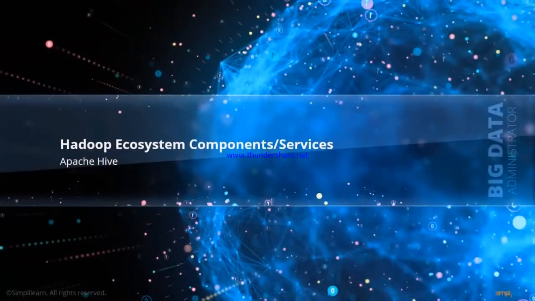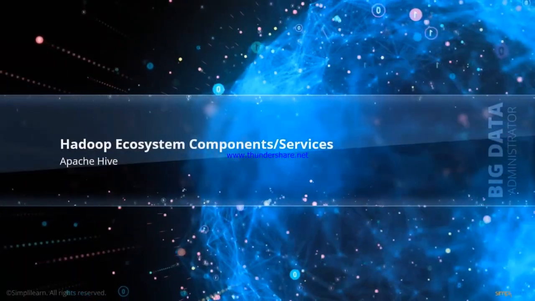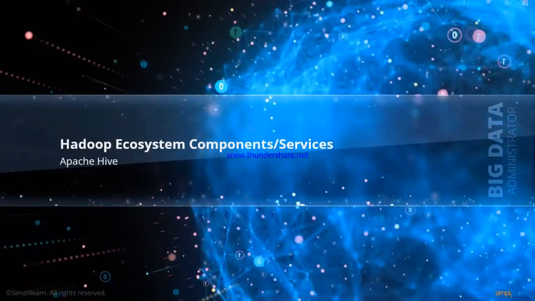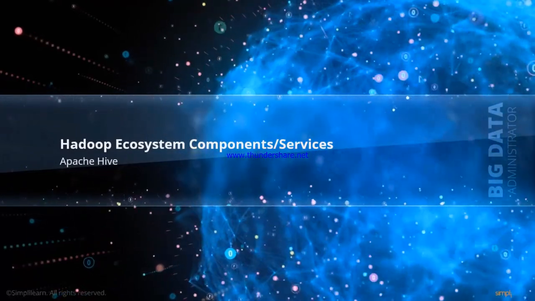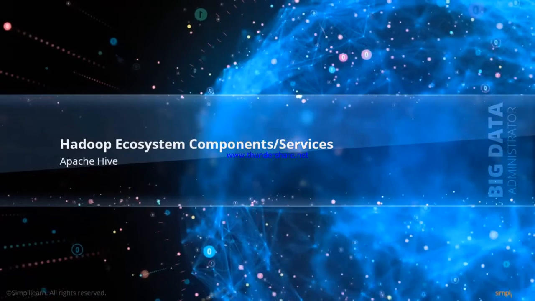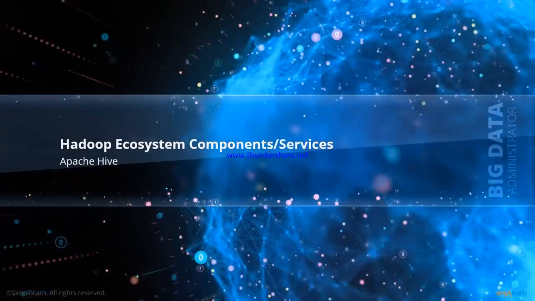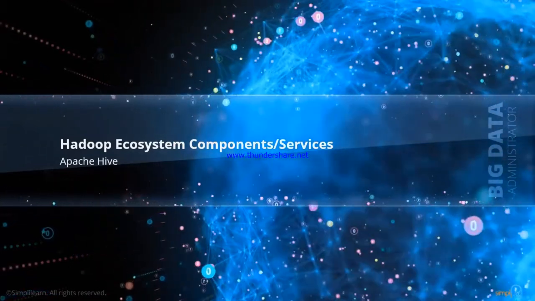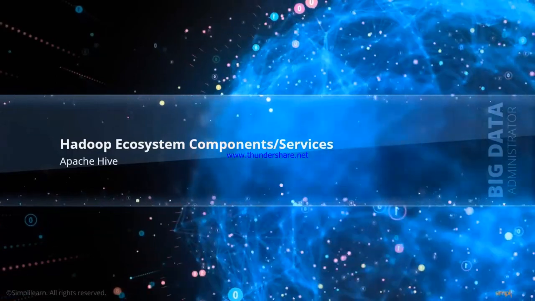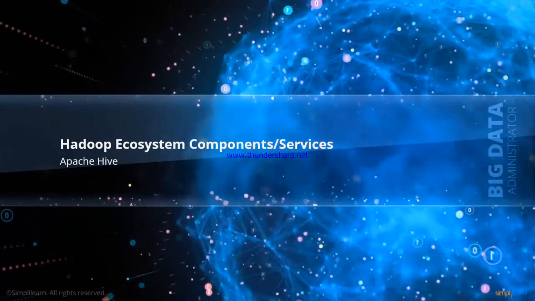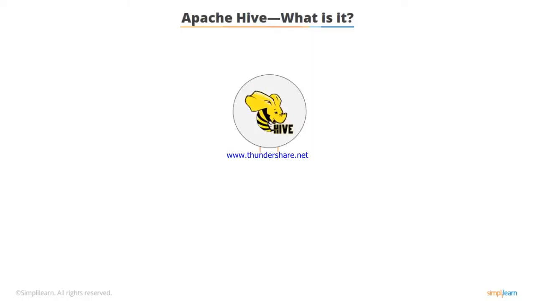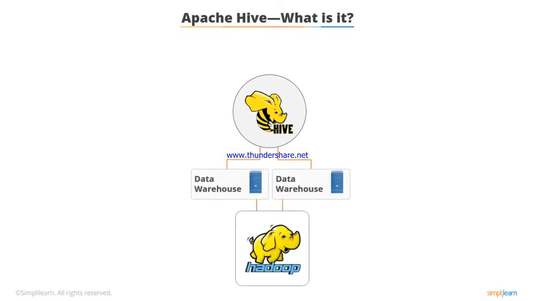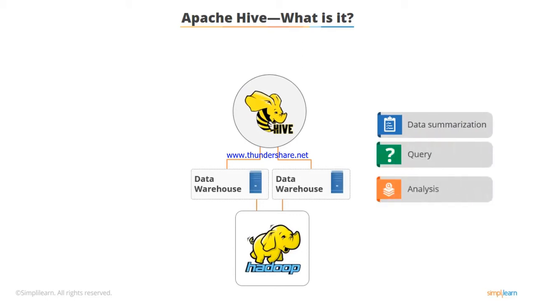Several services or open source components work within the Hadoop ecosystem. These include Apache Hive, HBase, Apache Kafka, and Apache Spark. In this topic, we will learn about Apache Hive, its features, and its components. Apache Hive is a data warehouse infrastructure built on top of Hadoop to provide data summarization, query, and analysis.